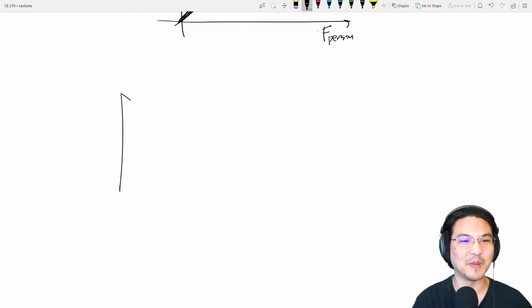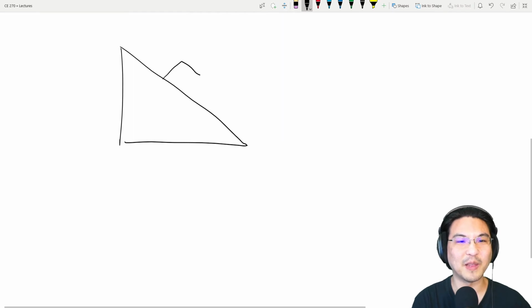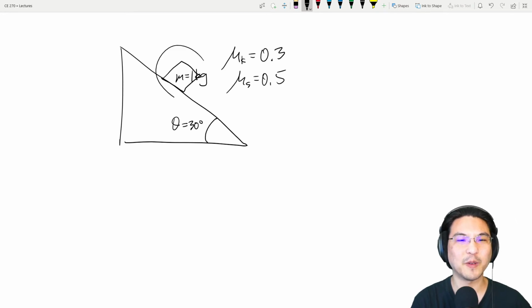Let's say something straightforward. There's a ramp and you put a block over here of some mass m. And here's some angle. I'll just make up some numbers. Let's say this is 30 degrees, and this is 1 kilogram. Let's say we've already done some experiments and we know that the coefficient of kinetic friction is 0.3, and the coefficient of static friction is 0.5. If we put this block on the ramp, is it going to slide?